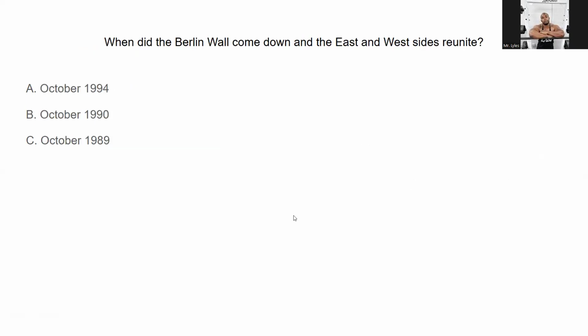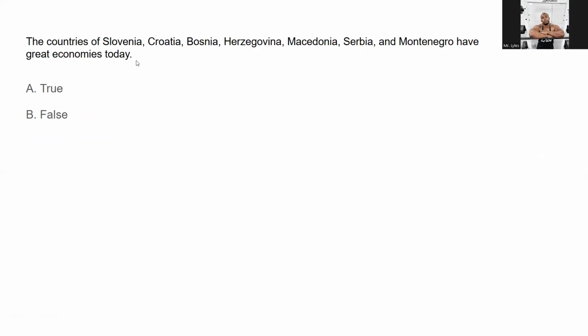When did the Berlin Wall come down and the east and west sides reunite? October of 1990. The countries of Slovenia, Croatia, Bosnia, and again, these words give me difficulty, so forgive me. It's false. It's a poorly written question.